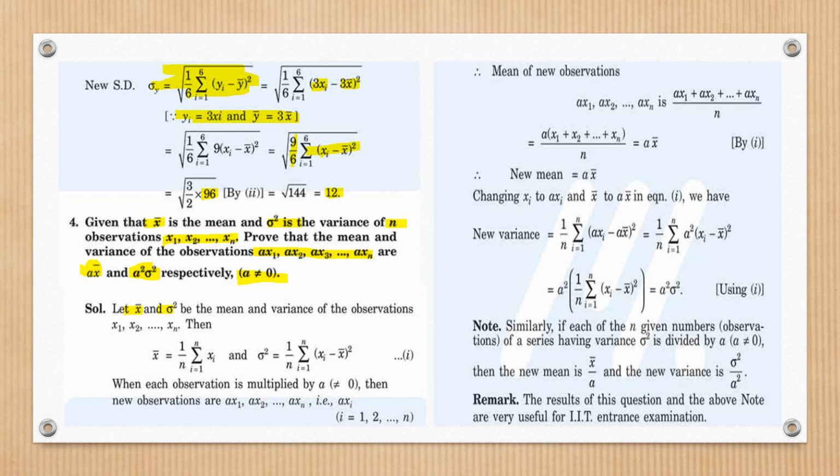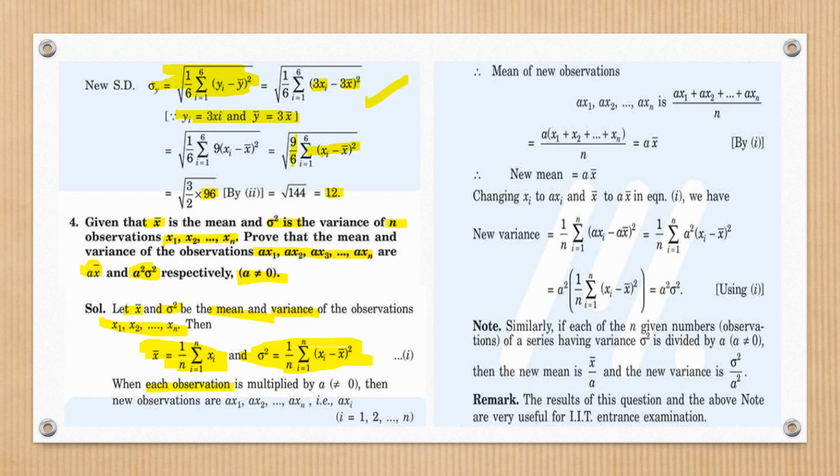So let x bar and sigma square be the mean and variance of the observations x1, x2, and so on up to xn. X bar is the sum of all xi's upon n, and this is the formula for standard deviation. Okay, variance and then convert it to standard deviation. I can use the formula for standard deviation or variance, but it is more convenient to use variance, because it involves the square and avoids the root. But otherwise, if you are okay with it, then you can go for it also.